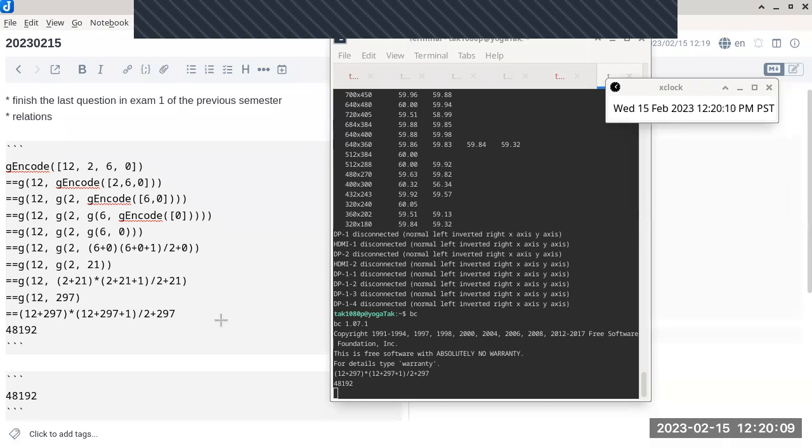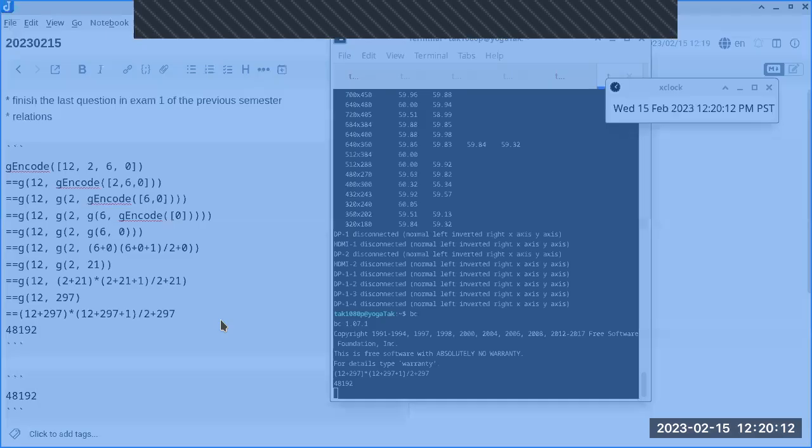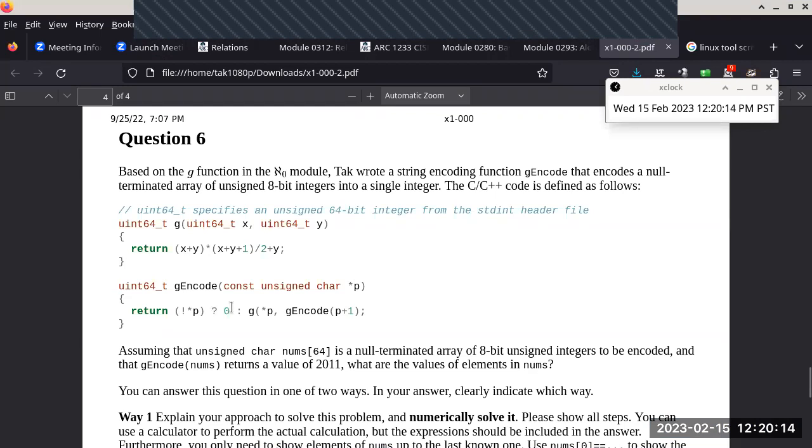Let's take a look at the function again and find out how we can figure out the rest. In other words, 48,192 is this thing here. I believe I'm missing a close parenthesis somewhere. Nonetheless, it's returning G of the first character of something and the G encode of the rest of the string. That we know, right? So what do we do?